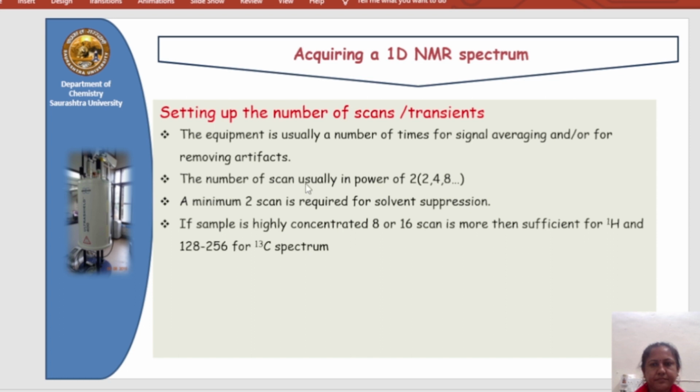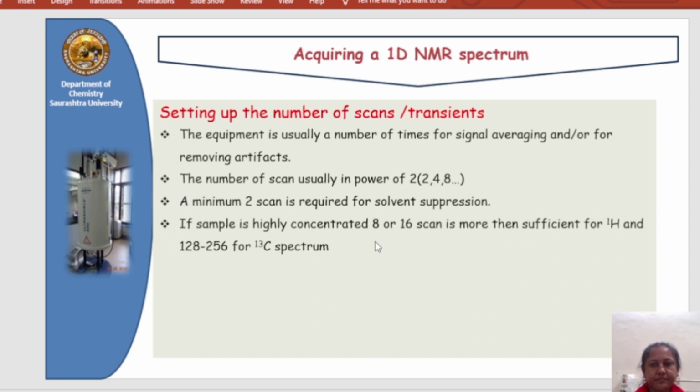It depends on the concentration. So it is applied in the form of 2 to the power of n, the number of scans, where n is equal to 1. So the minimum scan we require is 2. If n is equal to 2, we go for 4 scans. If it is 3, we go for 8. So a minimum of 2 scans is required for solvent suppression, one blank and one with sample. So solvent suppression is possible with the help of the number of scans.